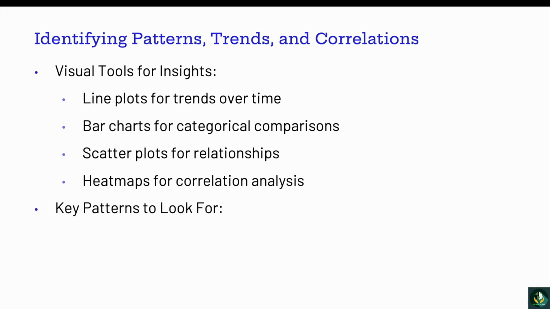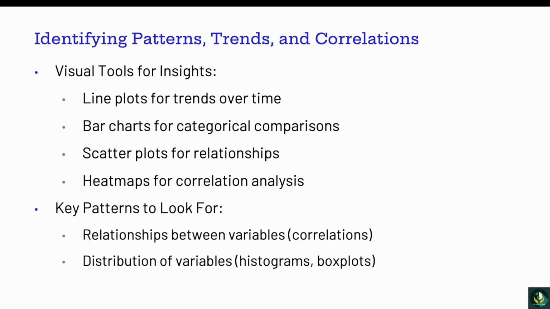Next, the key patterns that we are looking for are relationships between variables, which is correlations. We're looking for distribution of variables, how to build histograms and box plots, and we'll find the outliers or anomalies. These are the patterns that we're looking for.